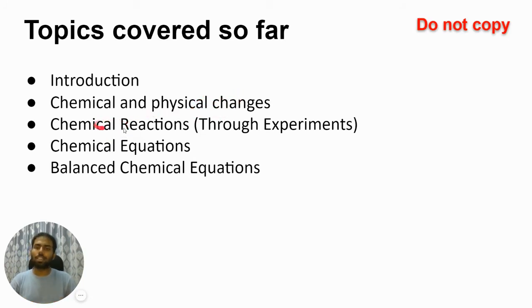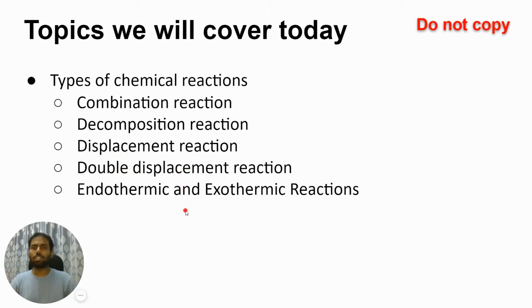Then we had seen chemical reactions through experiments, and we had seen chemical equations. What are chemical equations? They are a representation of chemical reactions. And in the last learning session, we had seen how to balance chemical equations. Okay. So today we're going to see types of chemical reactions. There is combination reaction, decomposition reaction, displacement reaction, double displacement reaction, endothermic and exothermic reaction. These are all different types of reactions that we're going to see today.